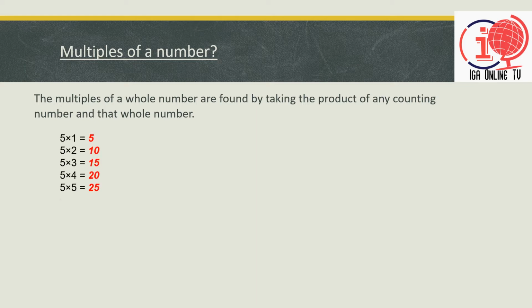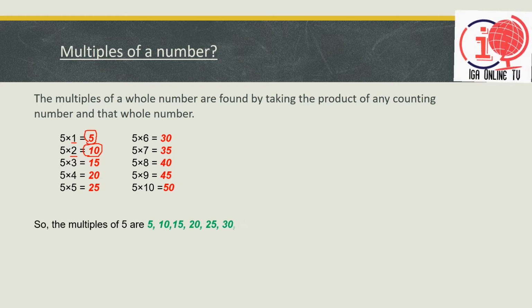5 times 1 is 5. 1 is a counting number and the product of that multiplication is 5. 5 times 2 is 10. The counting number is 2 and the product is 10. So when we keep multiplying 5 by the counting numbers, we get the multiples of a number. So the multiples of 5 will be 5, 10, 15, 20, 25, 30, 35, 40, 45, 50, 55, 60 and so on.